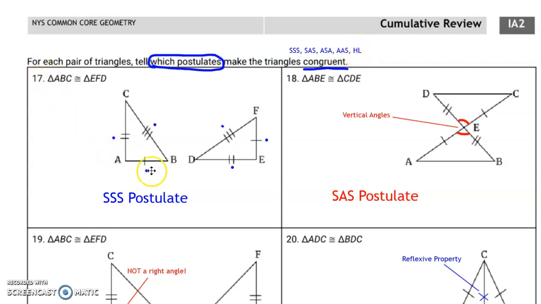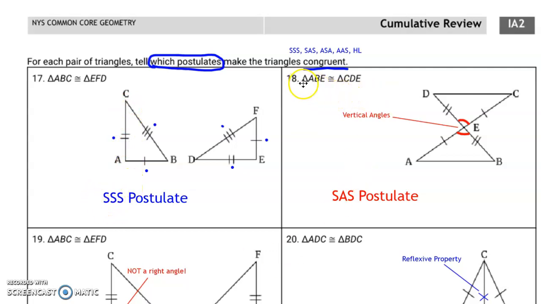For question number 17, I can see that all 3 sides are known and all 3 sides are known, and we have matching pairs, right? CB matches up with DF, their corresponding sides. AB corresponds to EF, their corresponding sides, they match up. So that means I can use the SSS postulate pretty easily. I don't know anything about the angles, that's why I'm using side, side, side.